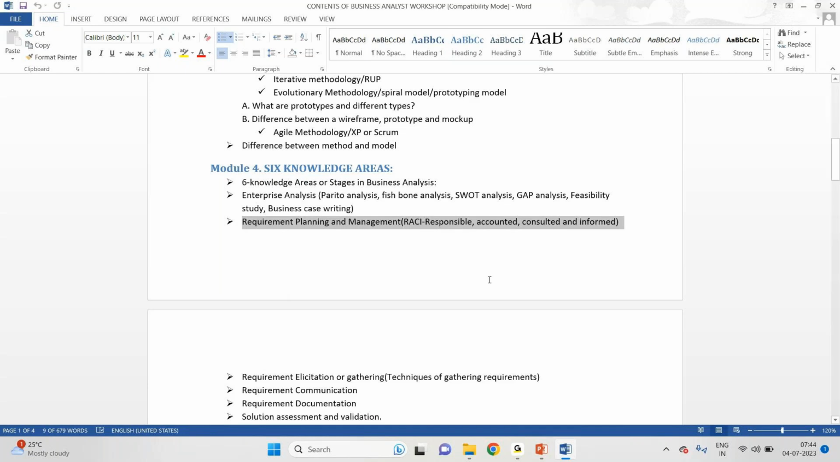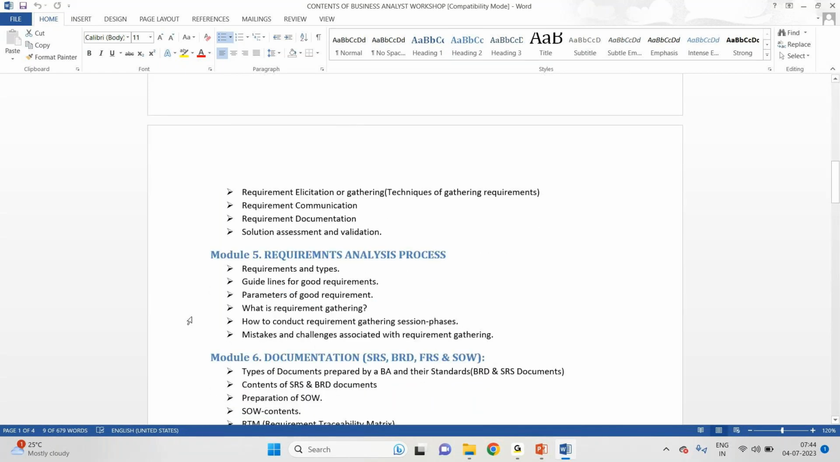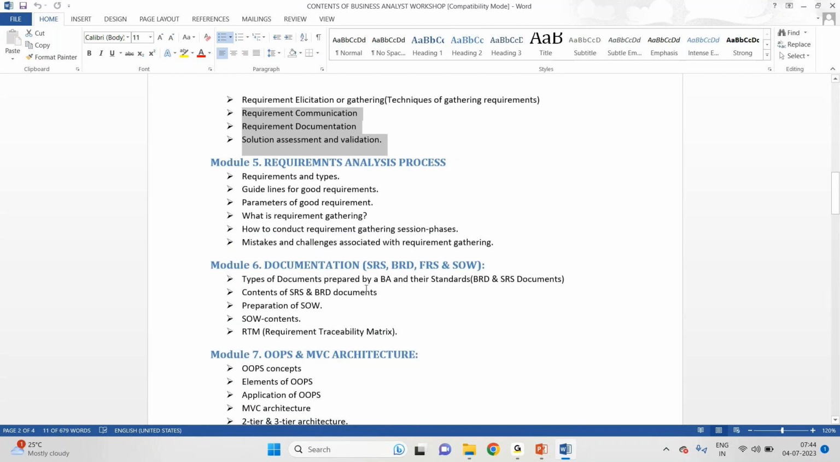Then we will see with requirement elicitation or gathering. So here I am going to explain all 10 requirement gathering techniques with examples and details. Okay. Then we will see with requirement communication, how to communicate the requirements, and requirement documentation, how to document the requirements, and solution assessment and validation. Okay. Then fifth one is requirement analysis process.